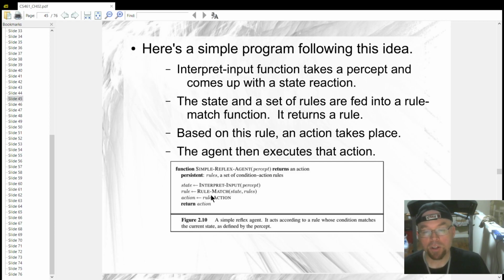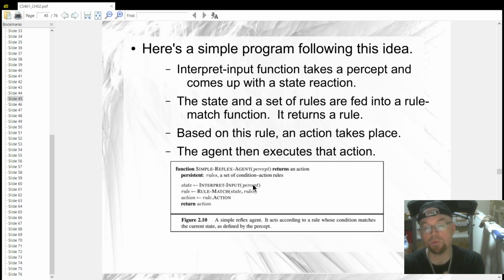Now, once you've done that, remember there's the action portion of that rule. The condition portion is what's being used by the rule match function, or subsystem, or subprogram, to identify which rule, and therefore which action attached to that rule, should be taken by the agent. So that's what this is saying right here, right? There's an action that's part of the condition action rule, and so that's the action you should take, so return it.